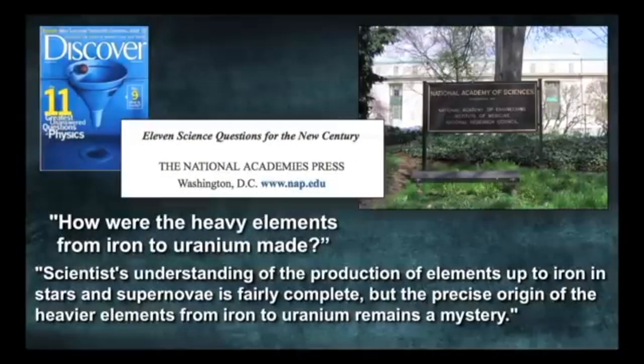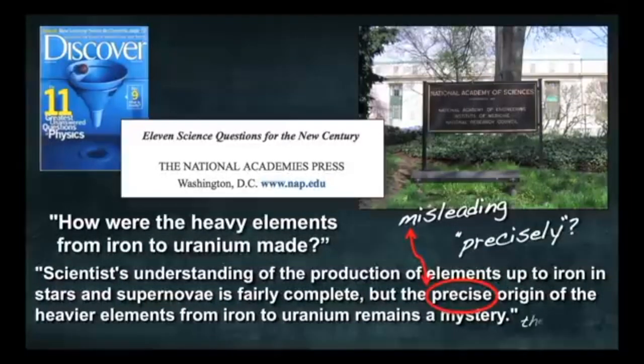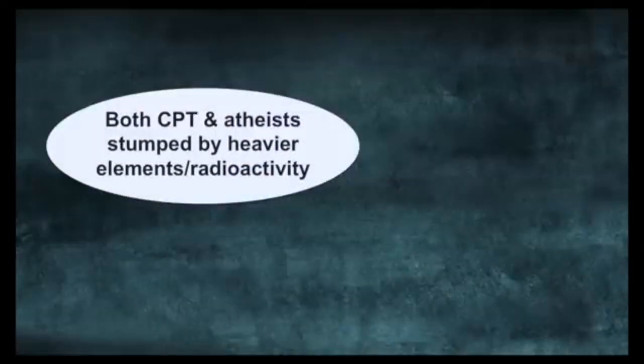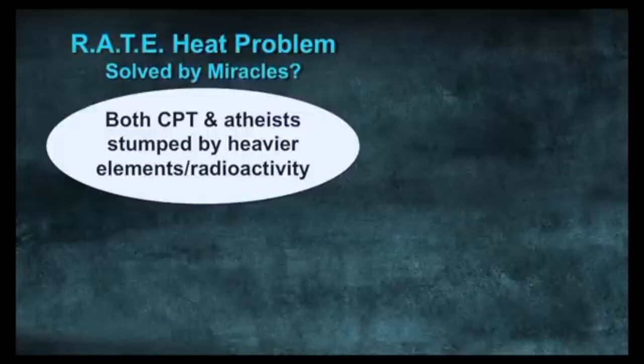The National Academy of Sciences, which is America's most prestigious body of atheistic Darwinist scientists, published the 11 greatest questions for physics just a few years ago. And question number 4 or 5 was, how did heavy elements form? They don't know. Wouldn't that be a shock to most people who watch the Discovery Channel and listen to Science Friday on NPR? They'd be shocked. They thought they figured it all out. Heat problems solved by miracles, that's the claim, right?